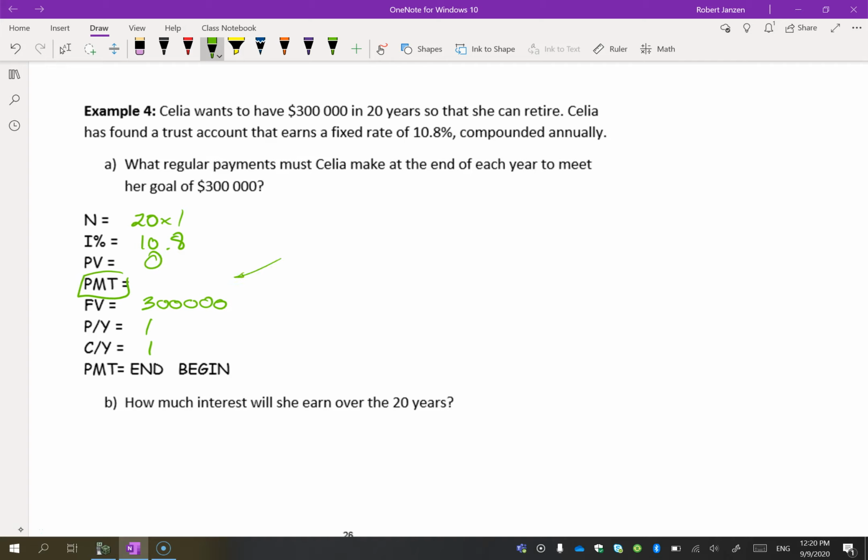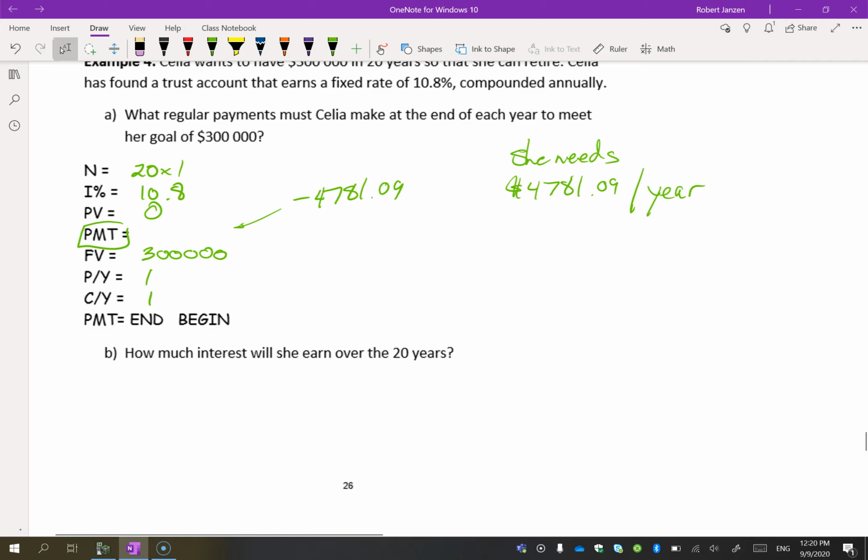Okay, now she's only doing this once a year, and it turns out to be $4,700. So we'll say she needs $4,781.09 per year. Okay, and how much interest will she earn over the 20 years?